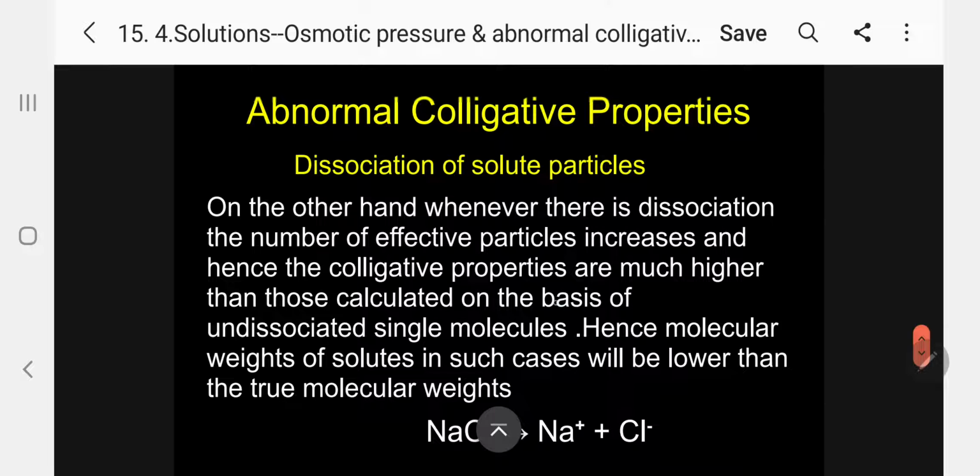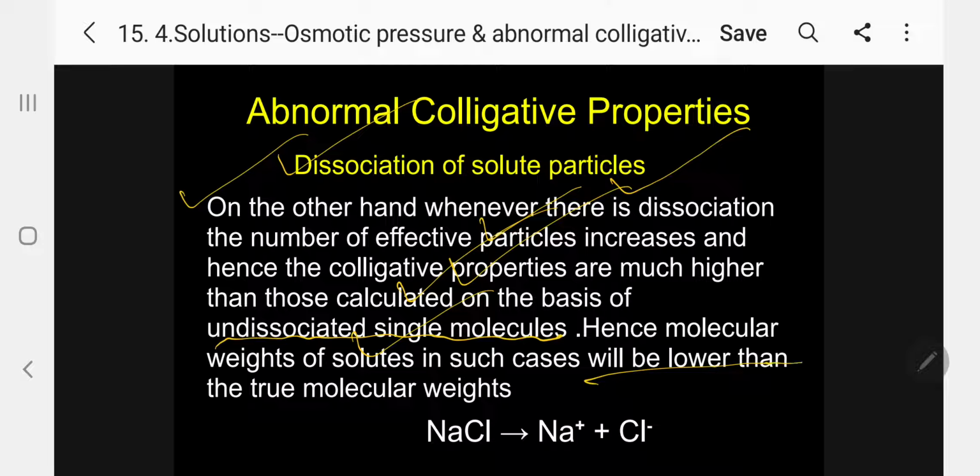So we need correction. The second case under abnormal colligative properties is dissociation of solute particles. Whenever there is dissociation, the number of effective particles increases, and hence colligative properties are much higher than calculated on the basis of undissociated single molecules. Hence, the molecular weight of solutes in such cases will be lower than the true molecular weight.